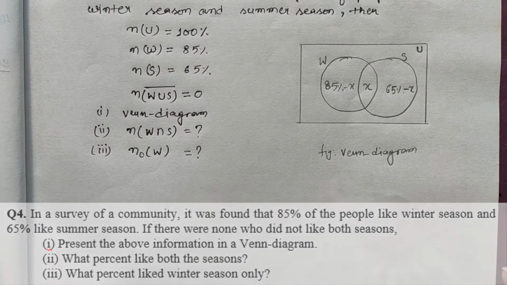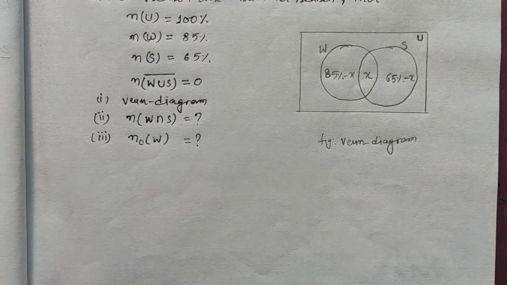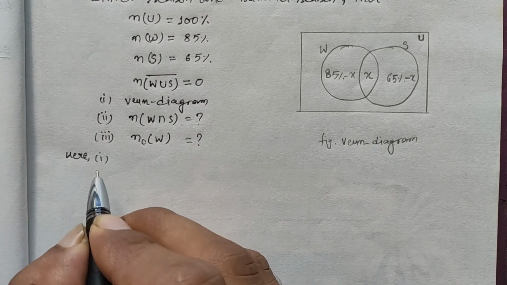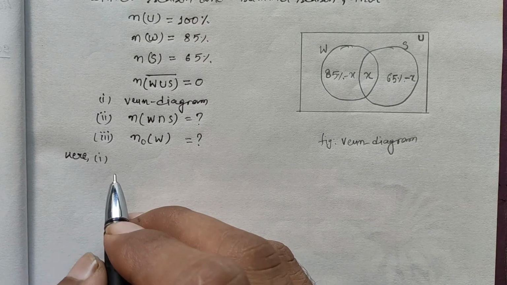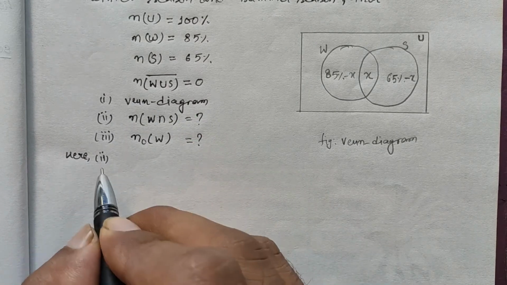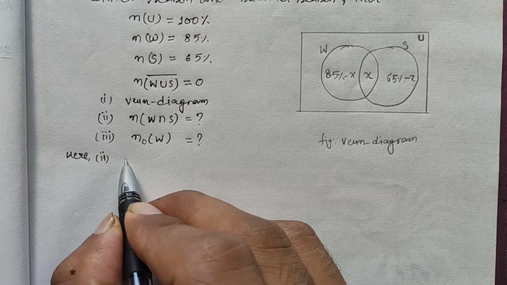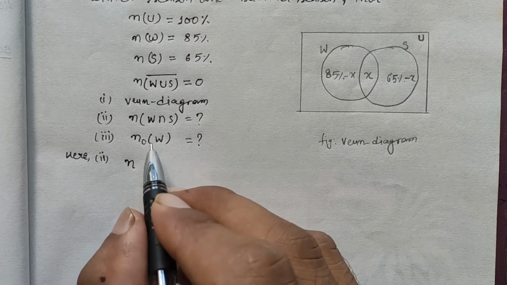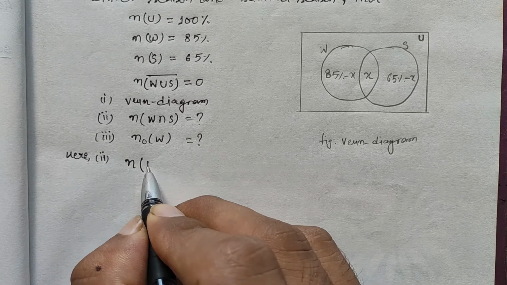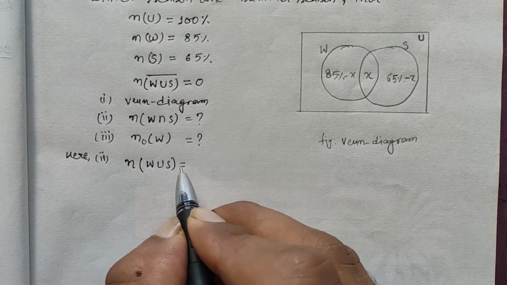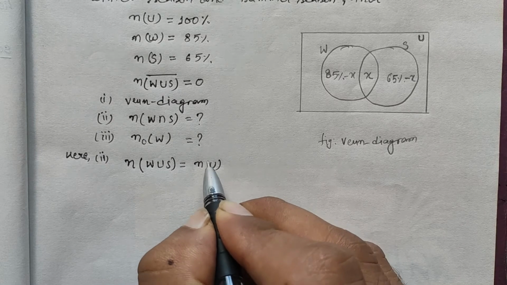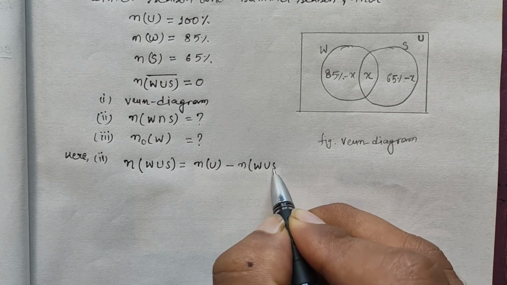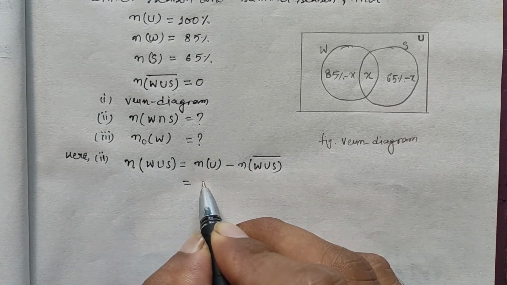Now how can we solve it? Let's start solving. We have drawn the first part, and now we are solving the second. First we will find the union, because before finding the intersection we have to find the union. So W union S is how much? It is 100%. How is it 100? Because we have the formula for the union: n(U) minus n((W union S) complement). So n(U) is how much?